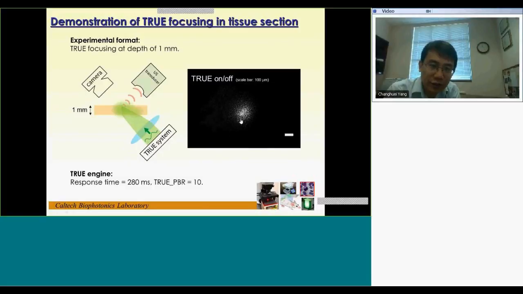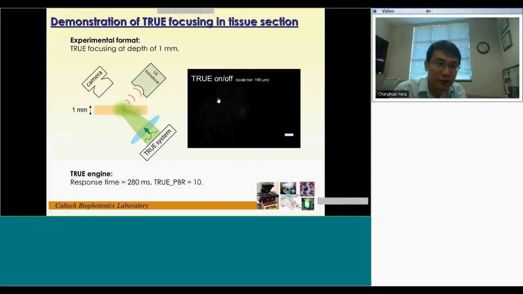When we turn on the TRUE focusing, you can see indeed we can focus light through that piece of tissue. And when we turn it off, it should just be the background. So this is just the background when the TRUE system is not focusing at the appropriate point. At this point in time, the TRUE engine that we're using for this experiment has a response time of about 280 milliseconds, and the peak to background associated with this focus spot size of about 10 micron is about a factor of 10.